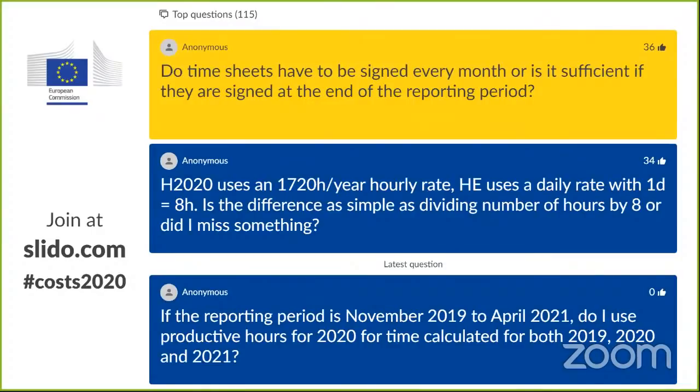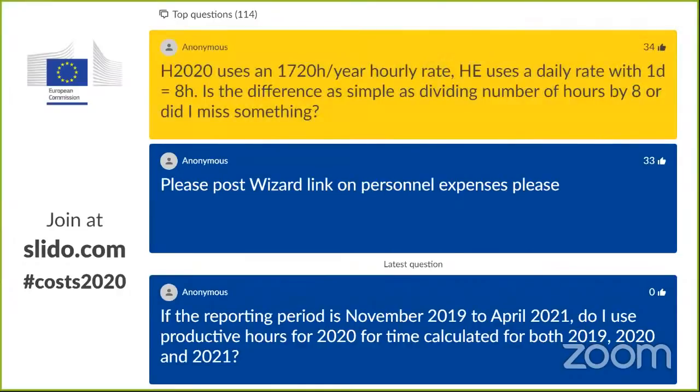Next one. H2020 uses a 1720 hourly rate. Horizon Europe uses a daily rate where 1 day is equal to 8 hours. Is the difference as simple as dividing the number of hours by 8, or did I miss something? So here we now leave even the purpose of our meeting today, because we wanted to focus on Horizon 2020, but as the question is there and has many votes, we probably have to reply. David, can you give it a try?